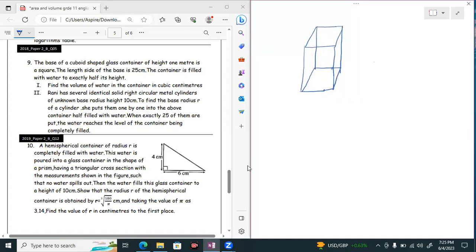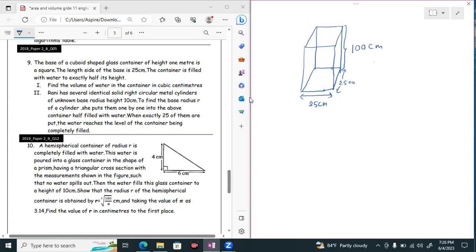Okay, let's see. The base of a cuboid shaped glass container of height 1 meter is a square. The height is 1 meter. That means 100 centimeters. The length of the base is 25 centimeters. Then this equals 25 centimeters. That means this side also 25 centimeters.